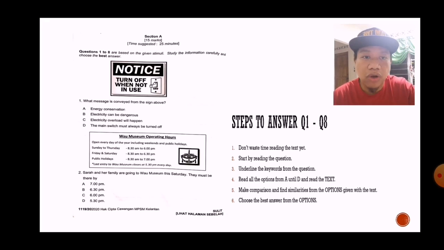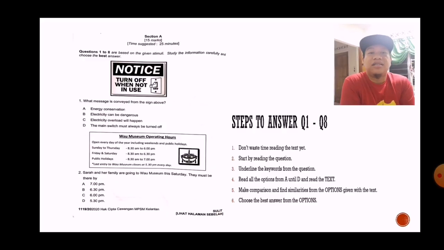The keyword, of course, Saturday. Okay, what day is Saturday? Saturday means Sabtu. Kalau ada siapa-siapa nama ayah yang Sabtu tu, I'm so sorry, it's not your father. Okay, so this refers to Saturday, hari Sabtu. That is the keyword given here. Alright, next let us read the options. A is 7 p.m., B is 6:30, C is 6, and D is 5:30 p.m.